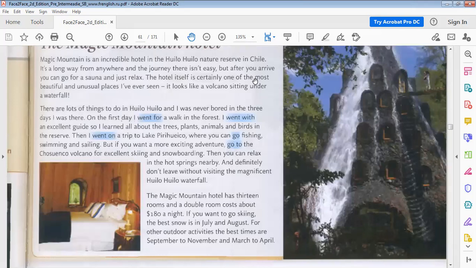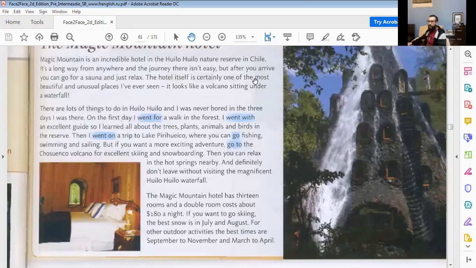Which one? The blue ones, the phrases that have go with them. Can you see the blue phrases, Selma? I went for a walk in the forest. Okay, so this is the first one. Let's underline it: I went for a walk. Okay, can you read the next one? I went with an excellent guide. Correct. Okay, this is the second one.